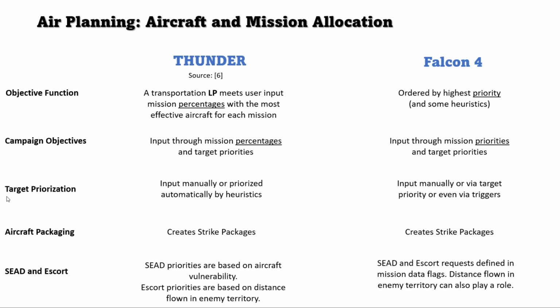So, next point: target prioritization is possible in both models, Thunder and Falcon 4. This can be done manually or automatically in both cases. In Falcon 4, as you know, you can do that manually via sliders and/or via triggers, for example. In Thunder, it is unknown to me how it was done manually or automatically. This algorithm is not discussed anywhere. Finally, both algorithms, Thunder and Falcon, create packages, as you know, and both use seed and scored fragging for the package. Both also take into account the distance flown into enemy territory for the composition of the package.